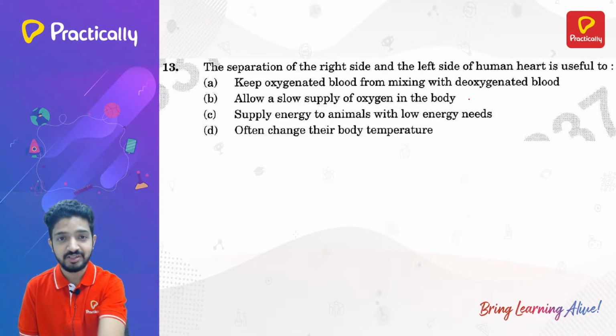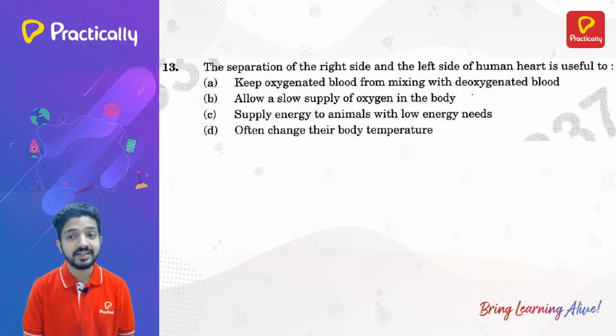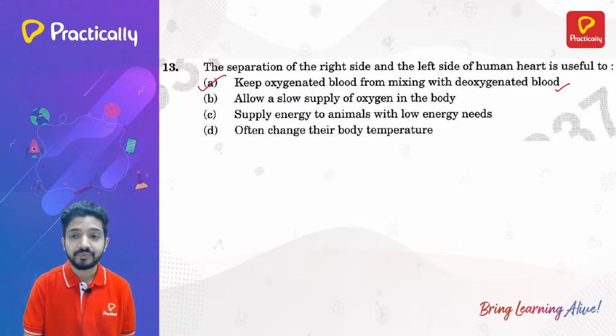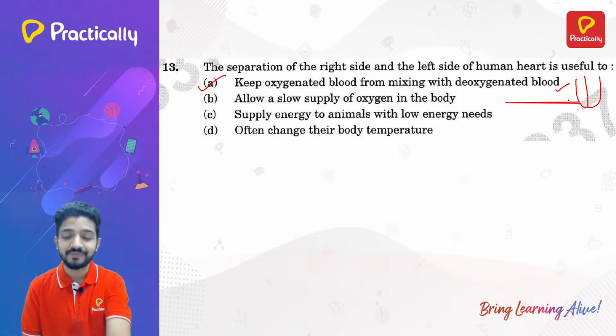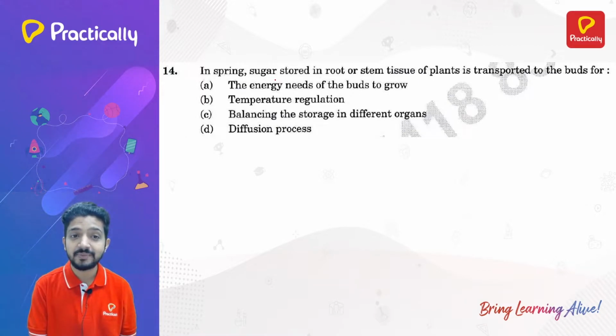Let's move on to the next question. The separation of the right side and left side of the human heart is useful to. Let's see the different statements. A. Keep oxygenated blood from mixing with deoxygenated blood. Yes, this is true. Allow a slow supply of oxygen in the body? Well, no, we need a very fast supply of oxygen. Supply energy to animals with low energy needs? No. Often change the body temperature? No, our body temperature remains fixed. Hence, the correct answer will be A. And we know that the septum, which is present between the two ventricles, actually helps in the separation of oxygenated from deoxygenated blood.